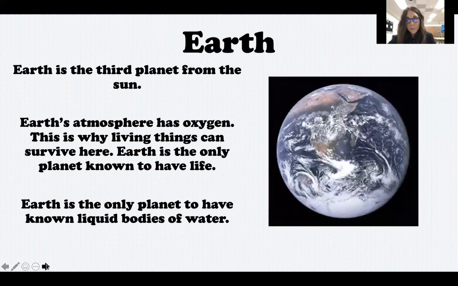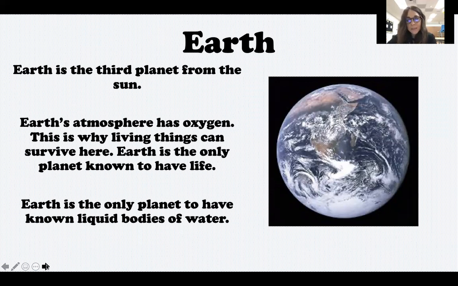Earth is the third planet from the sun. Our atmosphere has oxygen. That's one reason why people and animals are able to survive here, because we have oxygen to breathe. Earth is the only planet known to have living things.